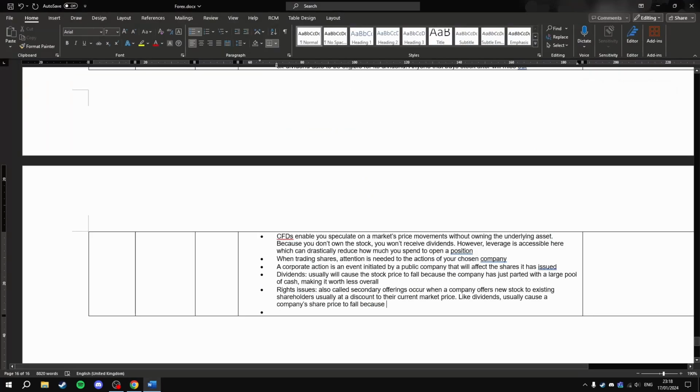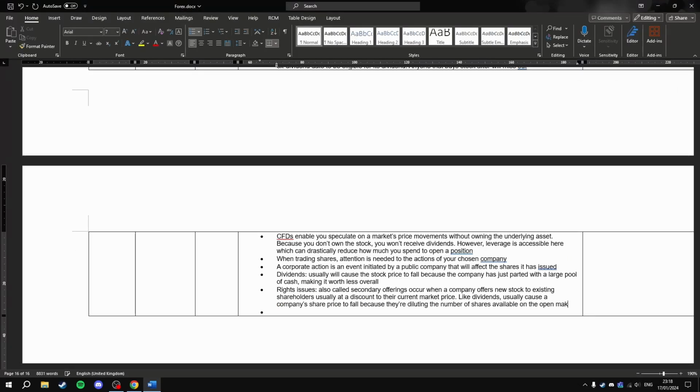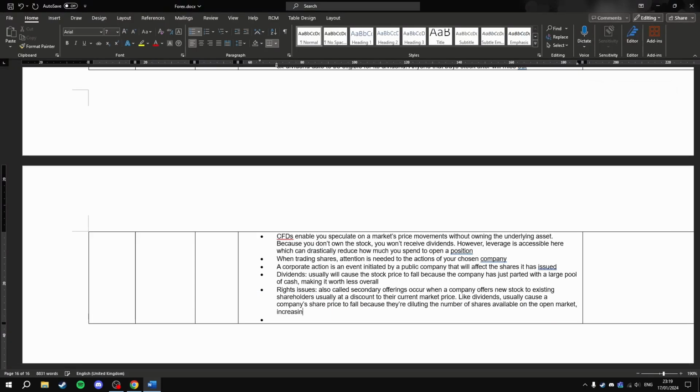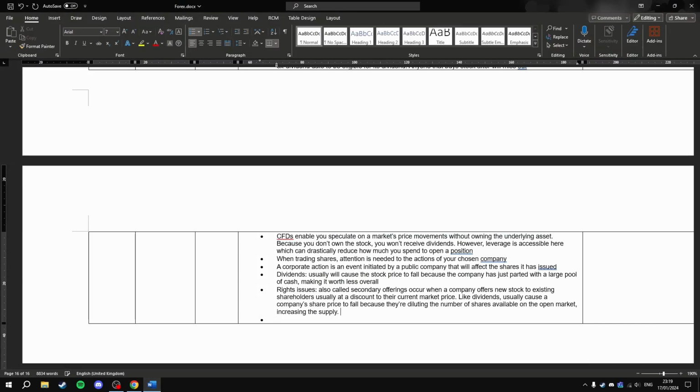Because they're diluting the number of shares available on the open market, increasing the supply. Rights issues tend to come with a deadline. You'll have to decide whether to take up the offer before this date.